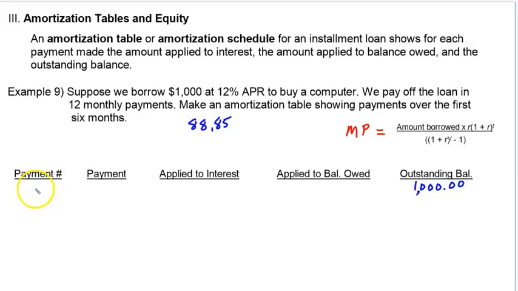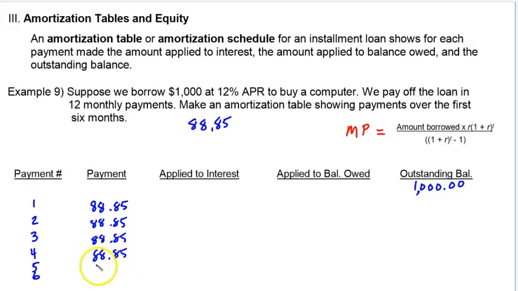So leaving some space, I'm just going to create my lines for the 6 payments. The payment is the same every month, so that's the $88.85 that we came up with. So we can just fill that in. Every month the same.